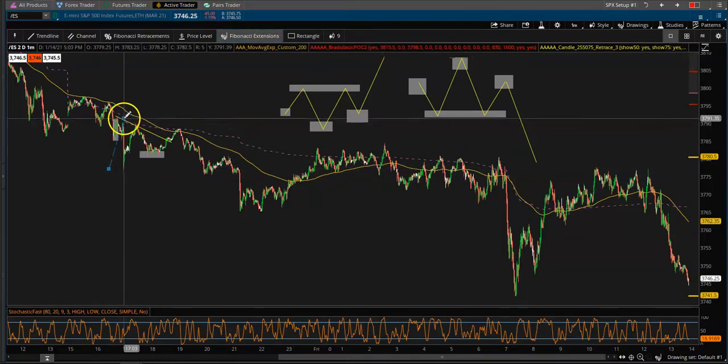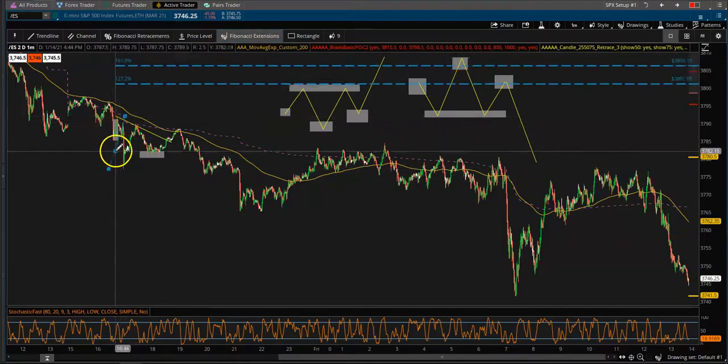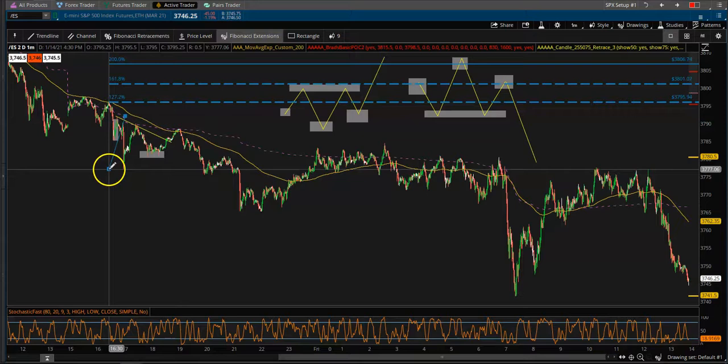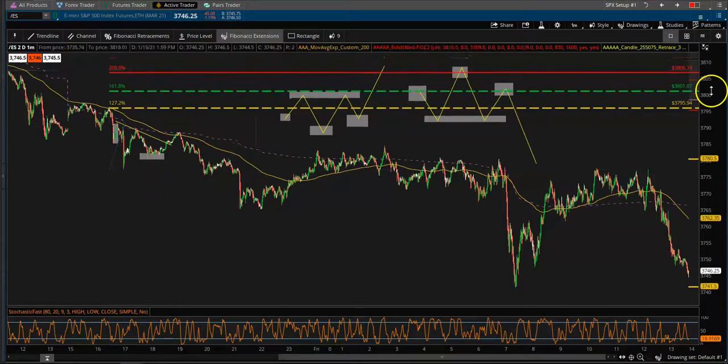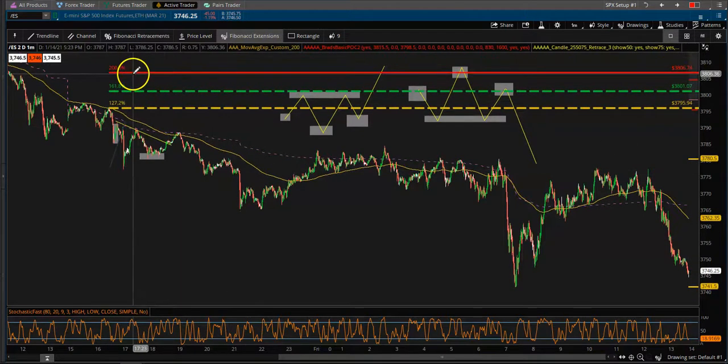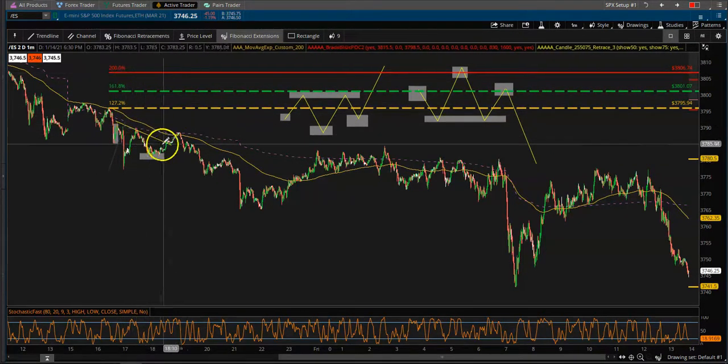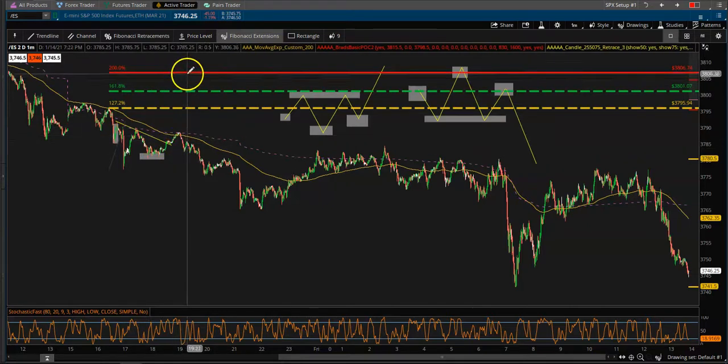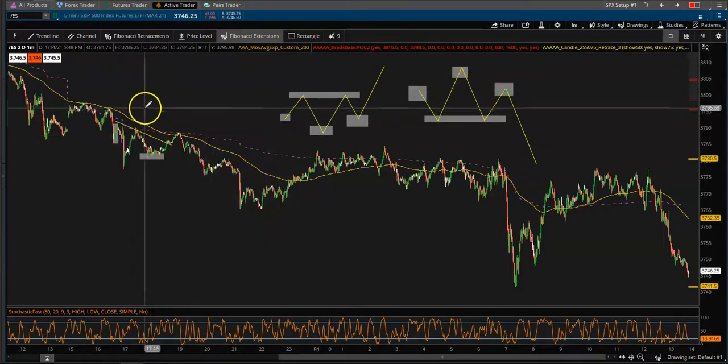Because this is kind of the neckline, and then I'll bring it all the way back down, okay? And this 200 level is our ultimate target. All you're doing is taking this and flipping it over, and that is your ultimate target. As you can see, we failed here, so that trade did not work out.